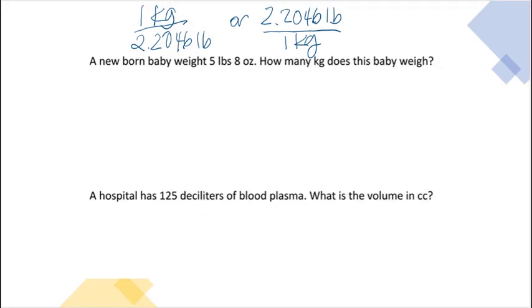All right, so we are told that we have a newborn baby that weighs 5 pounds, 8 ounces. How many kilograms does this baby weigh? So what do we have? We've got pounds and ounces here. And if we look back at our English to metric conversions, we are told that there are 16 ounces in a pound. So 8 is half of 16. I'm just going to write this as 5.5 pounds.